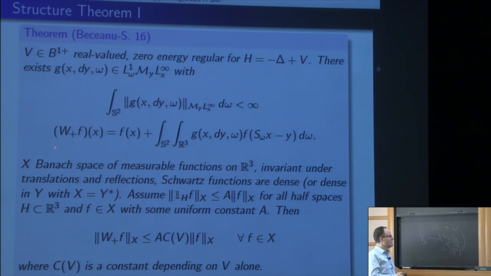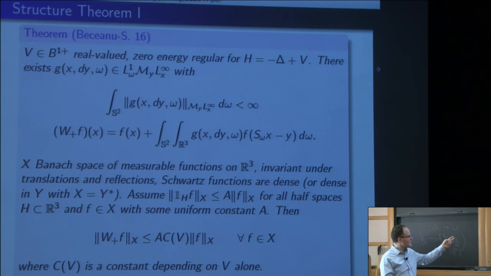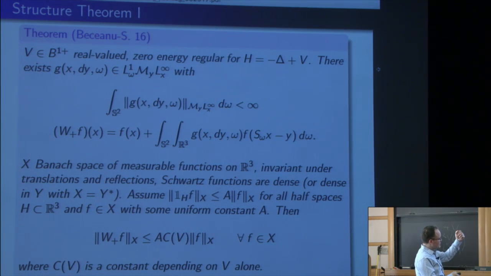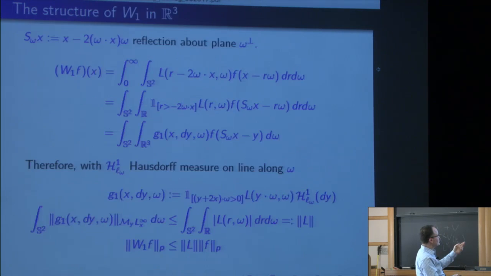So you can write your wave operator as the identity plus an average of translations and reflections. And in particular, if you have any Banach space which is invariant under these operations, and in fact with a quantitative bound, then the W plus minus, they're both bounded on such a Banach space of measurable functions. All right? That may be not immediately clear from this. The reason will become clear later, or I should just point out the special feature of G1.